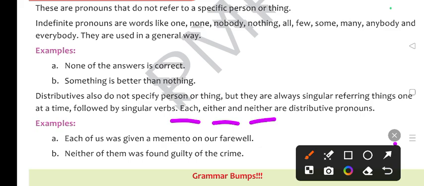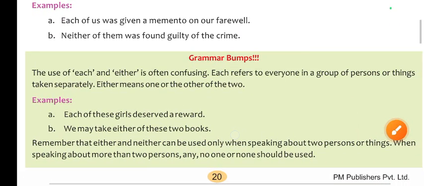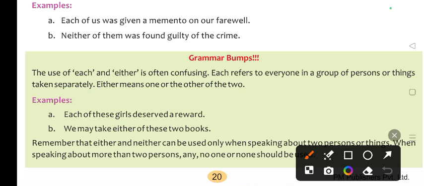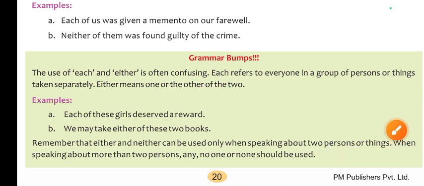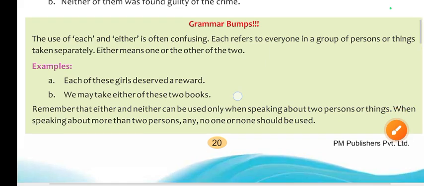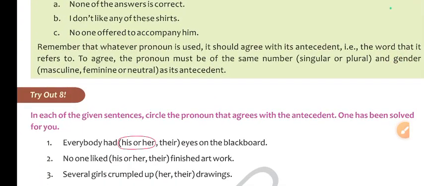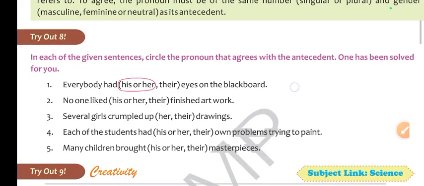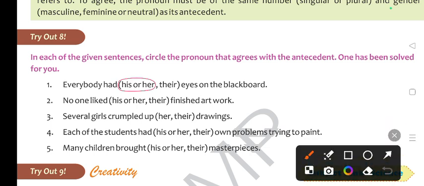Okay. Now grammar bumps. The use of each and either is often confusing. Each refers to everyone in a group of persons or things taken separately. Either means one or other of the two. Understood? So each refers to everyone in a group. Now try out 8. We will try to solve 8. In each of the given sentences, circle the pronoun that agrees with the antecedent. One has been solved for you. So with everybody, his and her will be used, not their. Understood? Same as with nobody, his and her will be used.